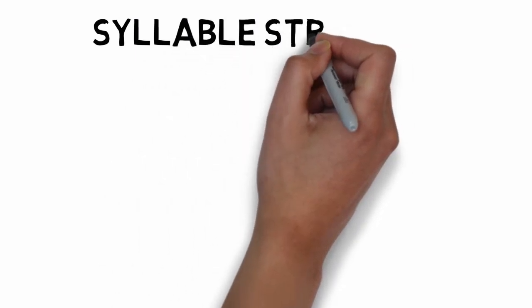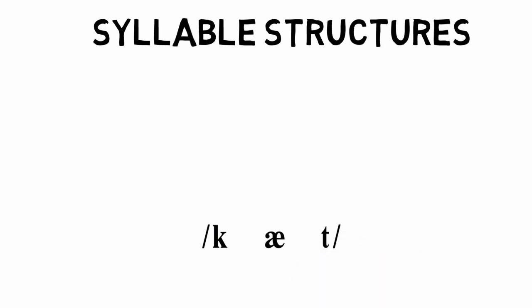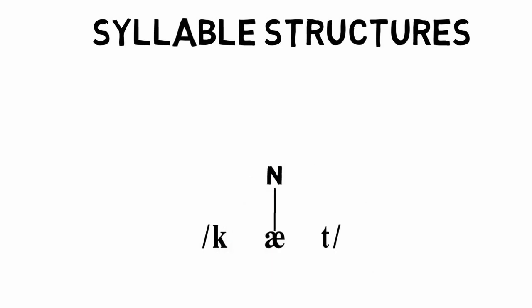To help us analyze syllable structures, we can create syllable trees that make use of nuclei and the sonority scale. We can start diagramming by first identifying the nucleus of a syllable. Now we know in this case, in the word cat, that it is "a", and so we will denote it with the letter N for nucleus.